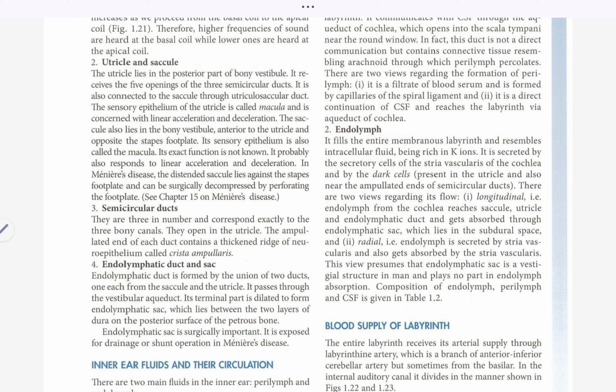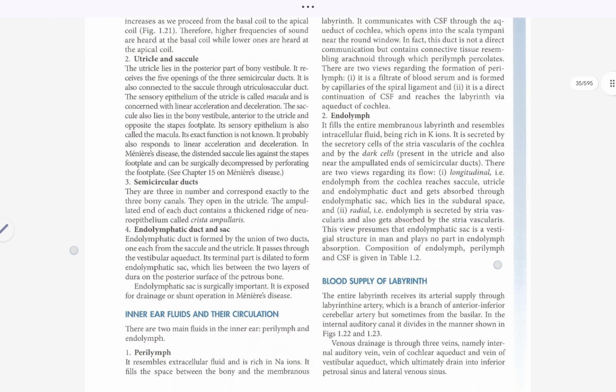Four is the endolymphatic duct and sac. The endolymphatic duct is formed by the union of two ducts, one each from the saccule and the utricle. It passes through the vestibular aqueduct. Its terminal part is dilated to form the endolymphatic sac, which lies between the two layers of the dura on the posterior surface of the petrous bone. The endolymphatic sac is surgically important. It is exposed for drainage or shunt operation in Meniere's disease.